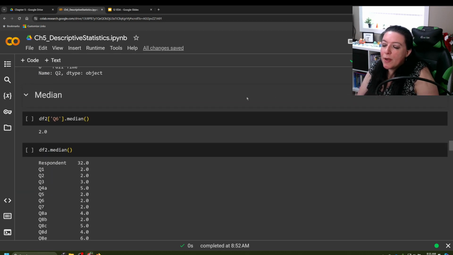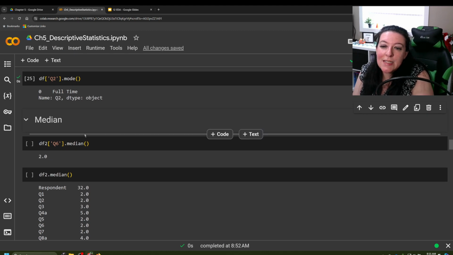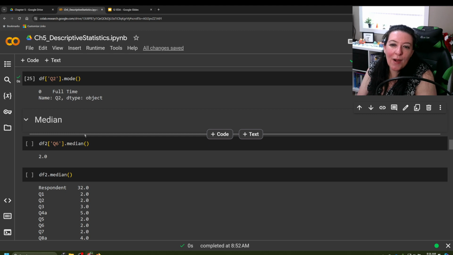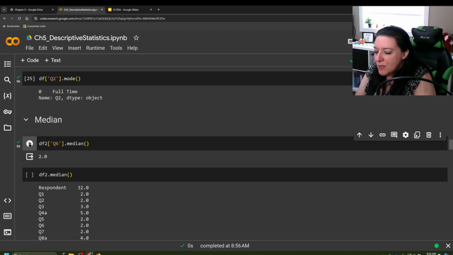Median. If you want to find the median for a particular variable, it is the same way as you did with the mode. We just define the table name. So this is df2, that's the coded one. And then in hard brackets, it is going to be the name of the variable, the column in your data table. Where mode parentheses gave you the mode, median parentheses gives you the median. So for question 6, half of the respondents went above it and half below it.